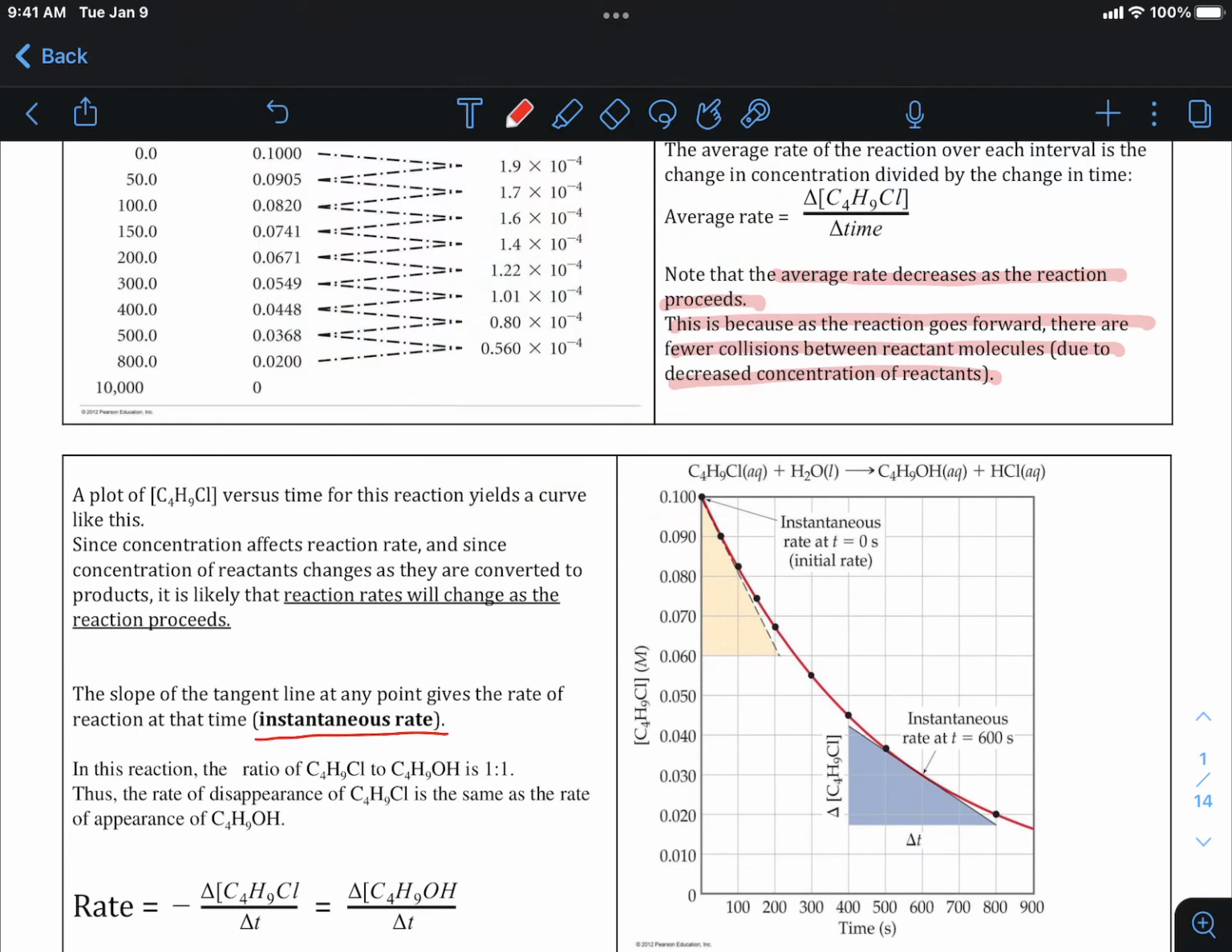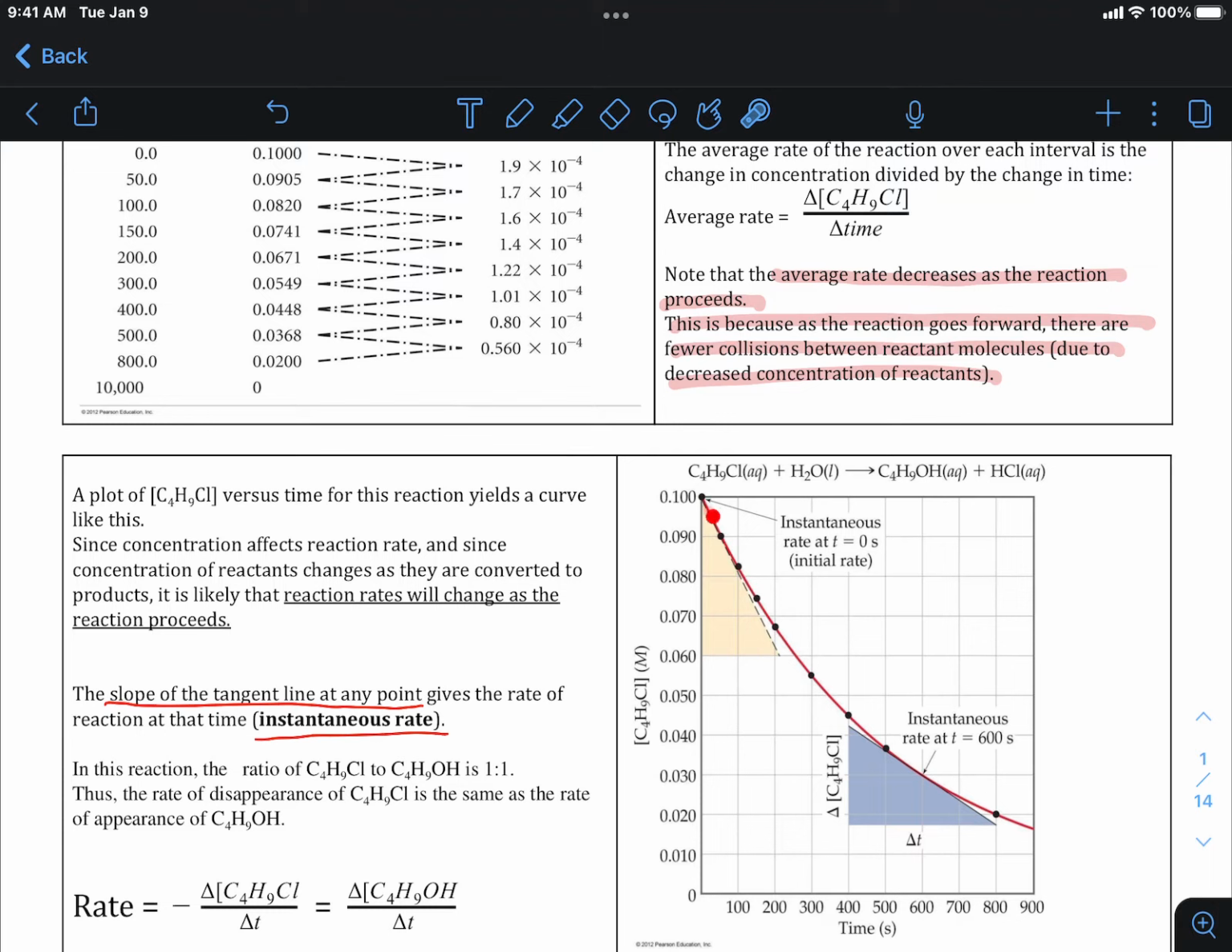And the instantaneous rate is found by taking the slope of the tangent line at any point. All right? So on this curve, if I give you a defined point, like here, this one's already chosen. If I said find the slope at this point right here, you would first draw a line tangent to the curve, right? And that line that is tangent to the curve, you would then take the slope of.